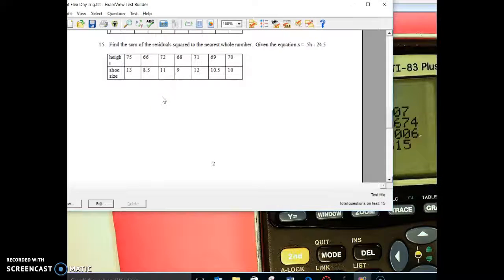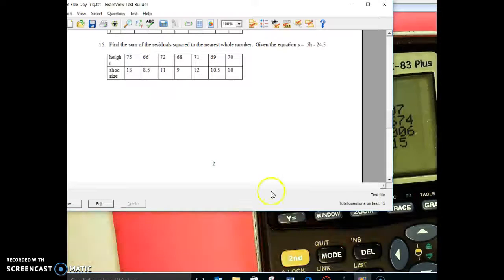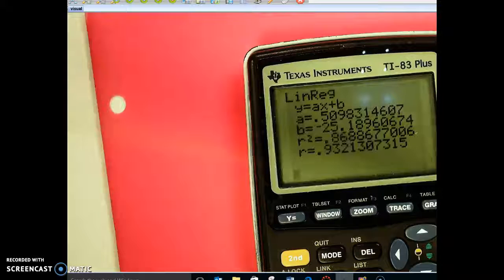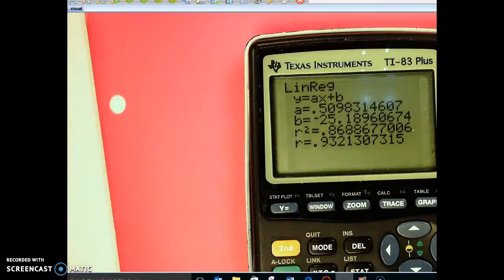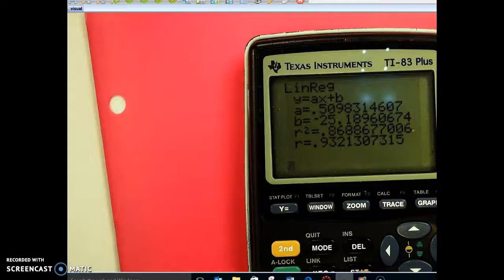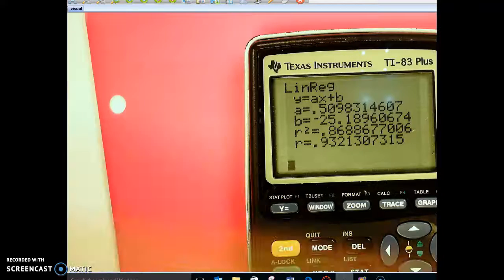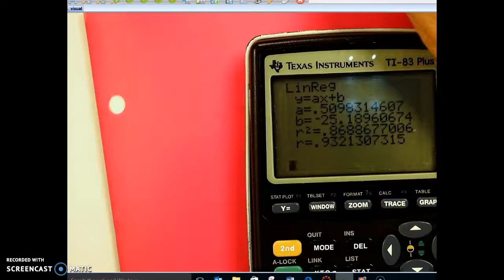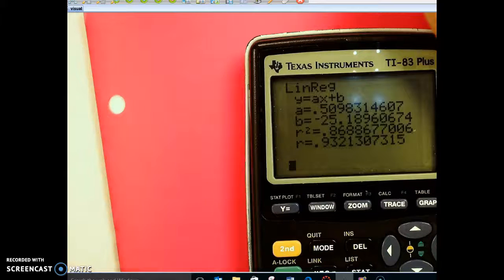So let's go back and do it longhand, and then we'll refresh your memory on how to do it the shorter way as well. So first thing I did is I went ahead and entered my data on the graphing calculator. So let's go do the longhand way. So there's my equation. I'm going to jot that down. Y equals 0.51x minus 25.2.